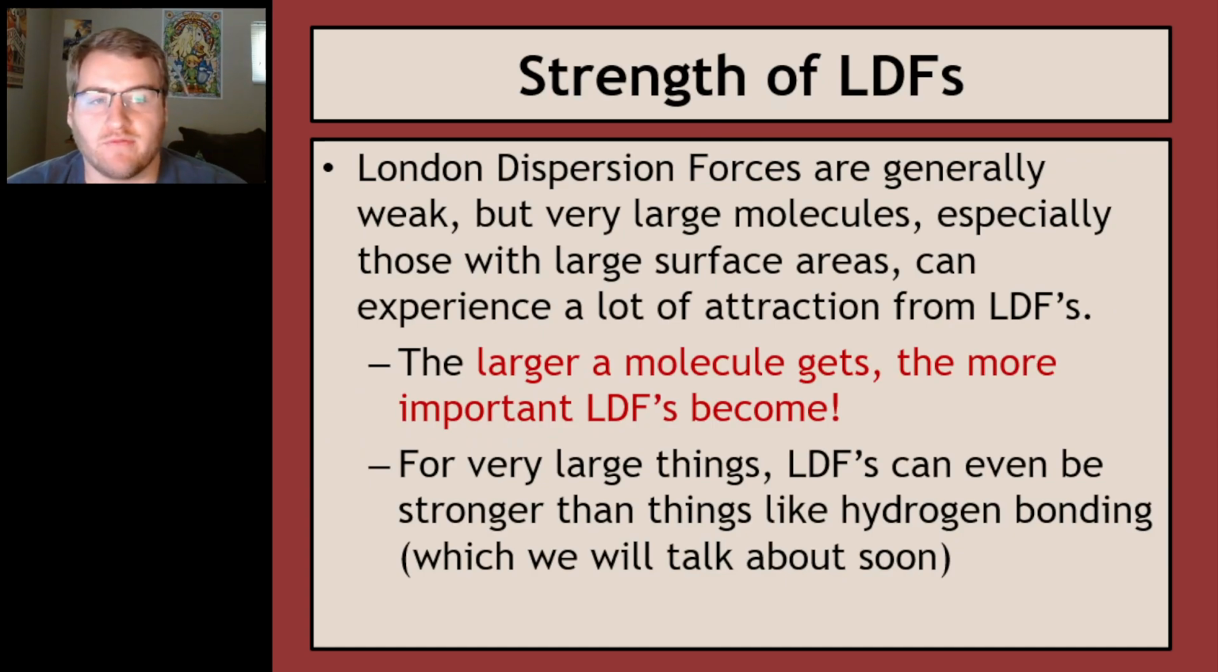Okay. London dispersion forces are generally weak, but very large molecules, especially those with large surface areas, can experience a lot of attraction overall from London dispersion forces. The larger a molecule gets, the more important London dispersion forces become. So for tiny little molecules, they're going to be kind of pitiful. They're not that important. But when you get to really large macromolecules, or you're talking about even really heavy elements, things like iodine, right? That's pretty far down on the periodic table. They have a lot of London dispersion forces. For very large things, London dispersion forces can even be stronger than things like hydrogen bonds, which we'll talk about as typically the strongest type of intermolecular force.